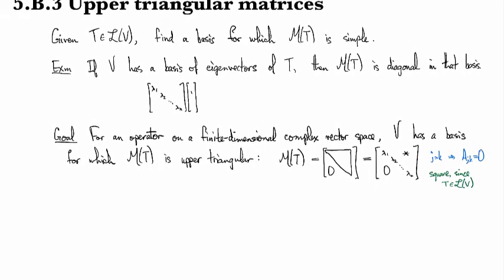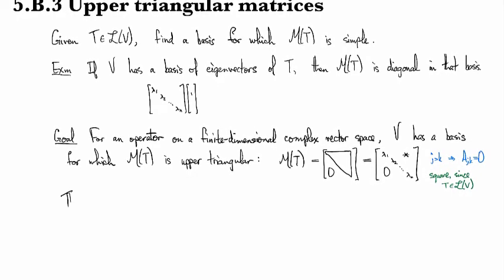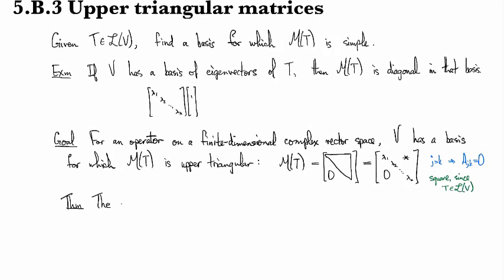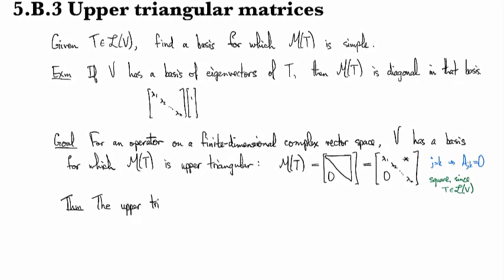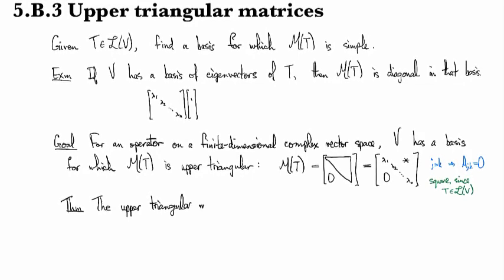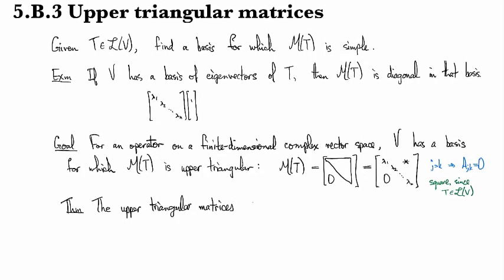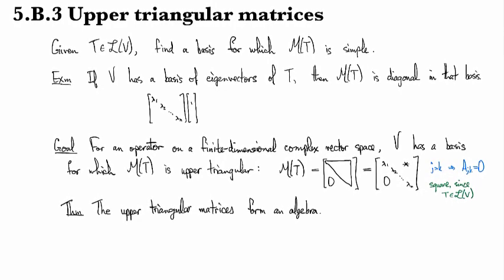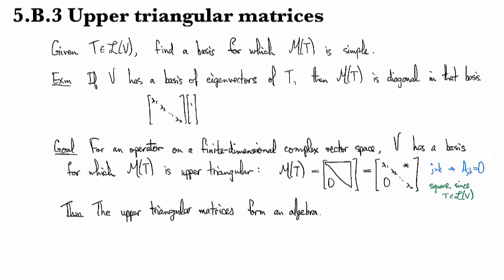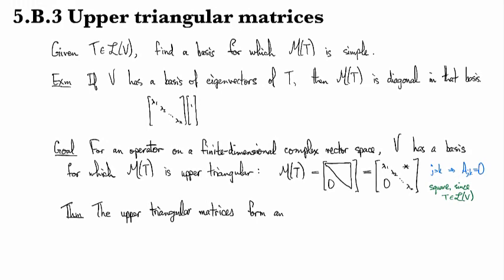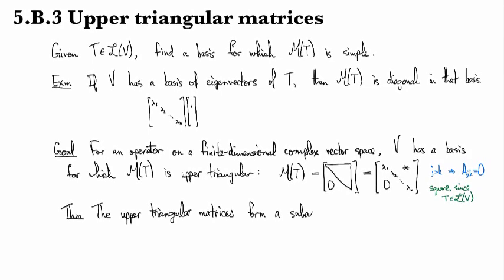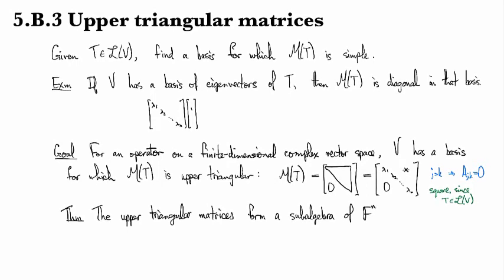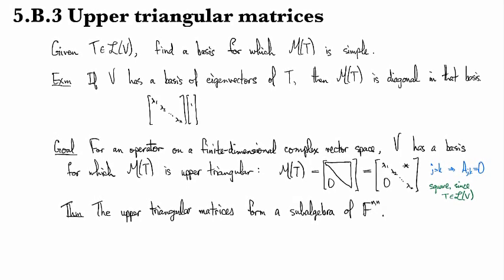Okay, and so the next result is not in the textbook, but I think it helps to illustrate the ideas that come in the following proofs. So the idea is that the upper triangular matrices form an algebra. And actually we can simplify the proof by noticing that they form a subalgebra of F^(n×n).